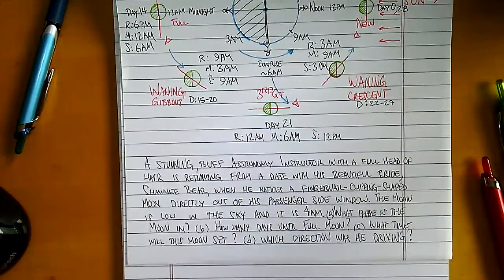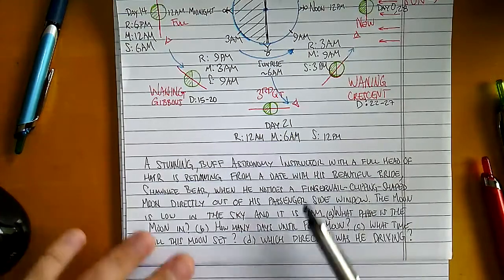So, a stunning buff astronomy instructor with a full head of hair is returning from a date with his beautiful bride, Shawnee Bear, when he notices a fingernail clipping shaped moon directly out of his passenger side window. The moon is low in the sky, and it is 4 a.m. What phase is the moon in? How many days until full moon? And what time will this moon set? And finally, which direction was he driving?